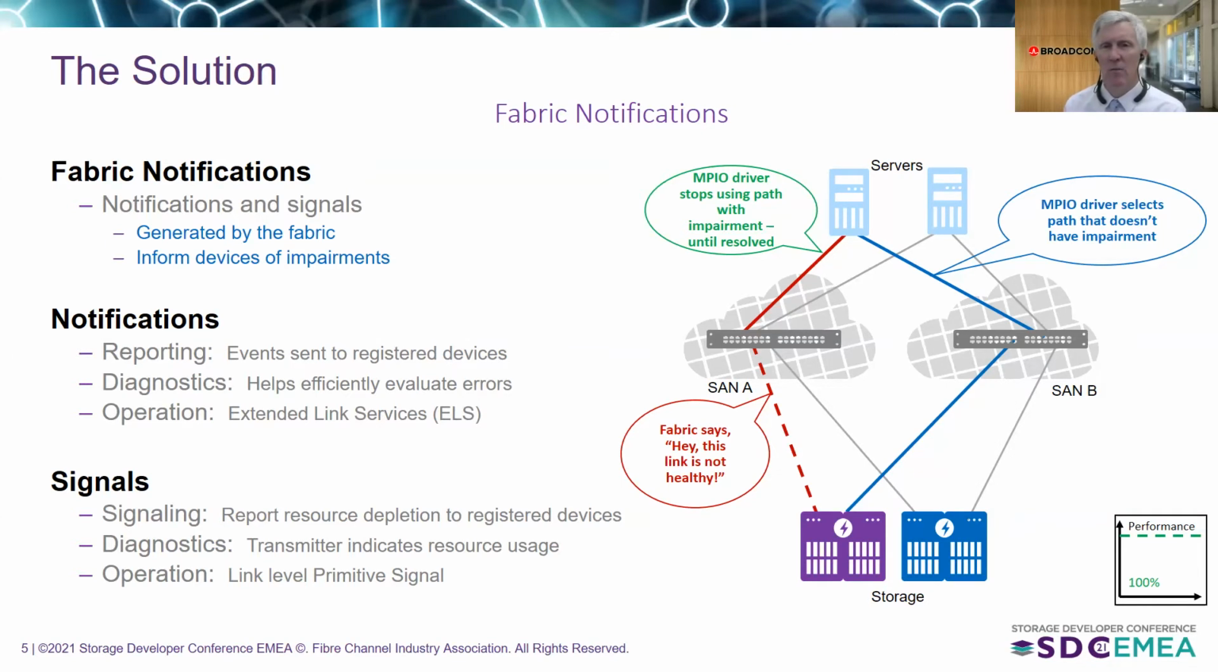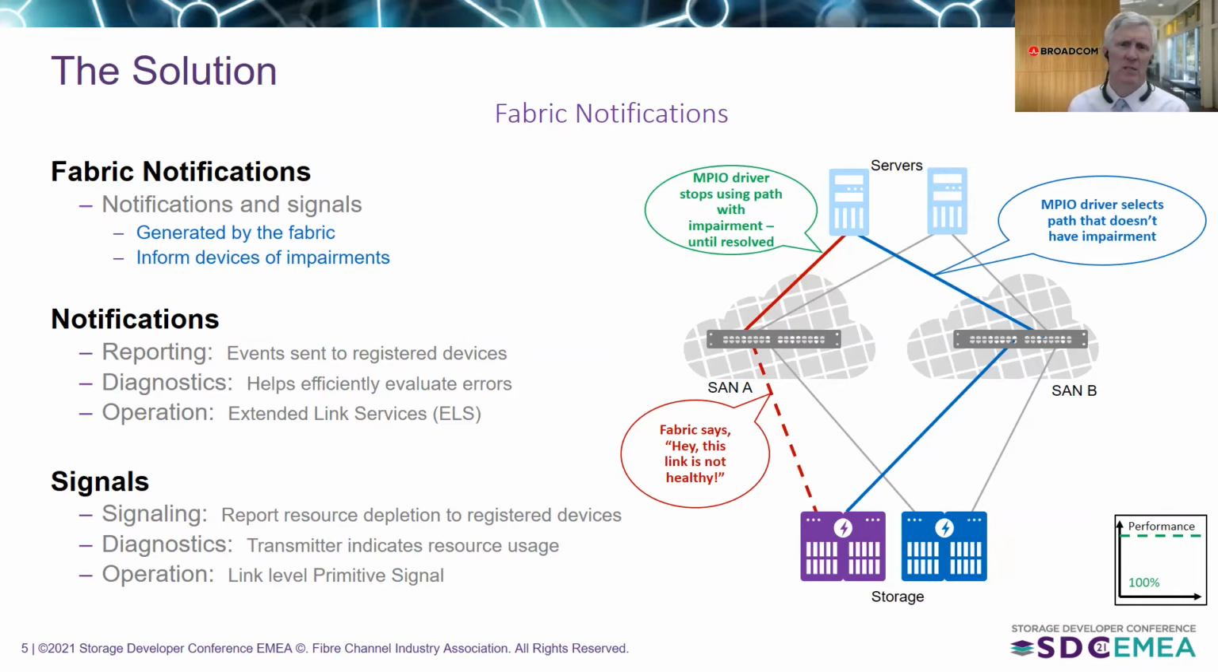Conceptually, it's a collection of different types of notifications and signals that can be utilized to indicate when a particular link or path is having trouble. The notifications themselves provide a mechanism that allows the end devices and the fabric to report these events and send them to the registered devices. Furthermore, the payloads of those events include diagnostic information that identifies exactly what kind of event occurred, how often it occurred, and what threshold was triggered when the event occurred. These operations are implemented as extended link services in the Fibre Channel standard.